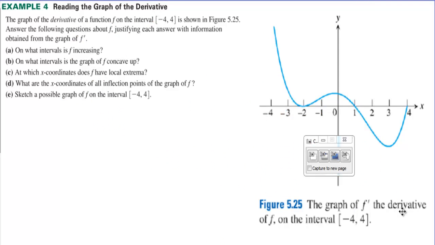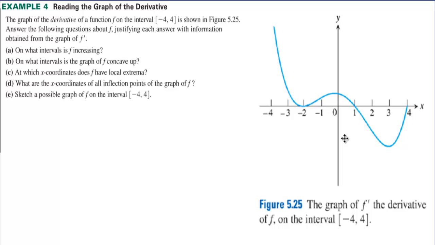Example 4, reading the graph of the derivative. The graph of the derivative of a function f on the closed interval negative 4 to 4 is shown in figure 5.25. Answer the following questions about f, justifying each answer with information obtained from the graph of f prime.